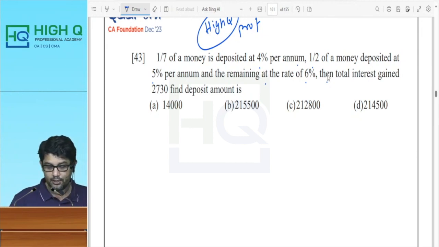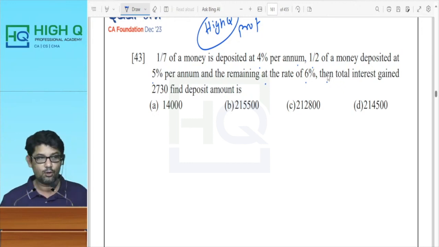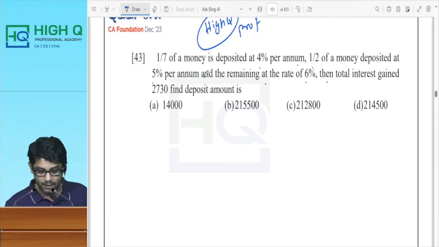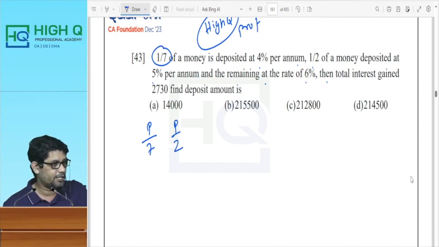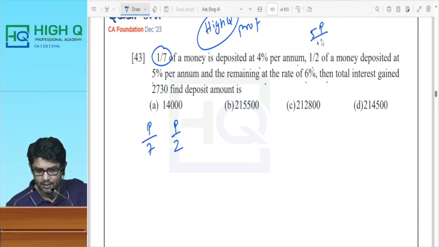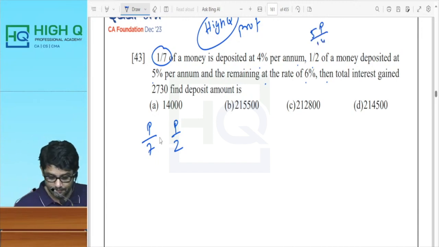1/7 of a money is deposited at 4% per annum. Half of the money deposited at 5% per annum, and the remaining money deposited at 6%. Now look at this. First, let us understand. The first one is what? First part. Second part is P by 2. Now, the remaining part, we need to find out. Do you know what the remaining part is? I will tell you how to find it. If you ask me, I can tell you 5P by 14. I'll show you how. First part plus second part plus third part, take it as x, is equal to principal.